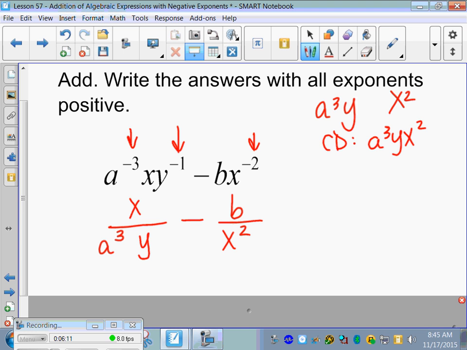This is another one where we have completely different variables, so what we really have to do is just smush them all together. It's not a very tricky common denominator. You guys have seen worse in your problem sets. So common denominator, a cubed y x squared.